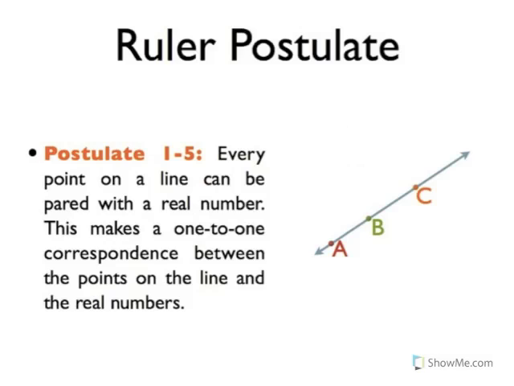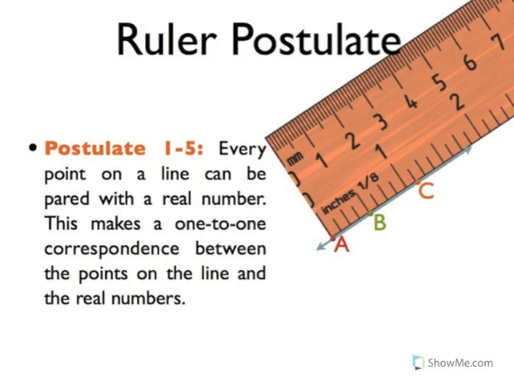Let's get right to it with the ruler postulate. This says that every point on a line can be paired with a real number. This makes a one-to-one correspondence between the points on the line and the real numbers. And I think that makes a lot more sense if we had a ruler. Oh, the wonders of technology.